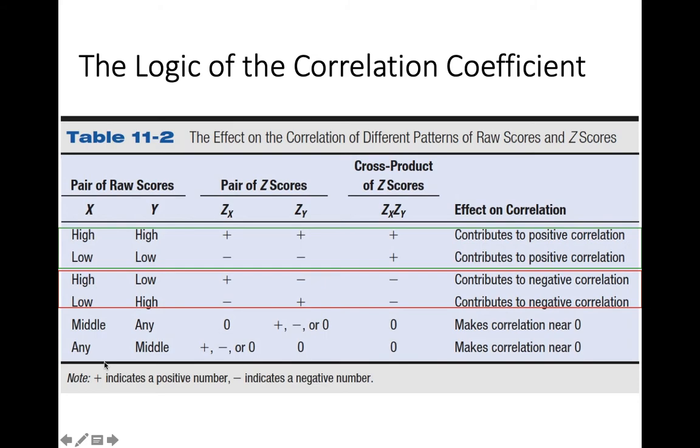And then when there's not any pattern in the data, we can think of having a middle score on X being paired with any score on Y. So if I'm at the mean on X, I could have a low, middle, or high value on Y. That's expressed here. And same thing: if I'm at the mean on Y, I could have any value on X. So when we've got a z-score that is around 0, and we multiply that 0 by either a positive, a negative, or a 0, we're also going to get a cross product that is 0. So all those zeros ultimately make a correlation near 0.